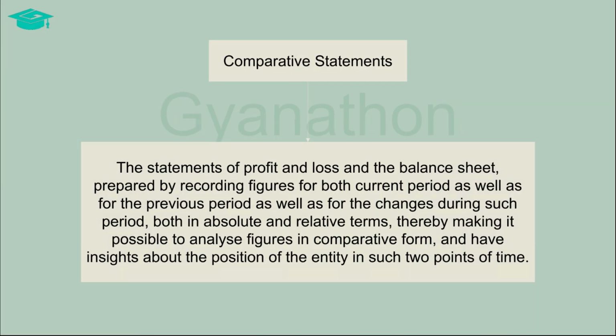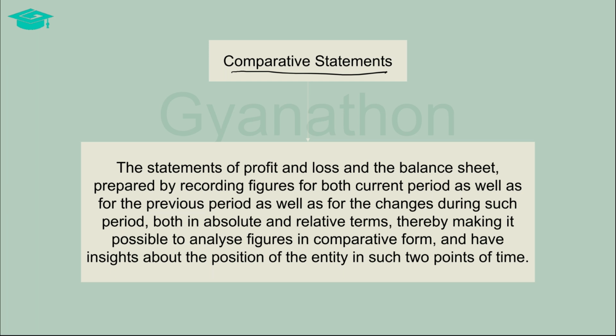The first tool of analysis is the comparative statements. The name itself suggests that these statements are for comparing a particular information with some other information. Comparative statements are utilized to compare the financial information of two different points of time. Generally, this applies to the items in the balance sheet and the profit and loss account, wherein the items for the current period and the previous period, along with the changes in such two periods, are recorded side by side. The changes in the two periods that are being compared are recorded both in absolute terms and relative terms.